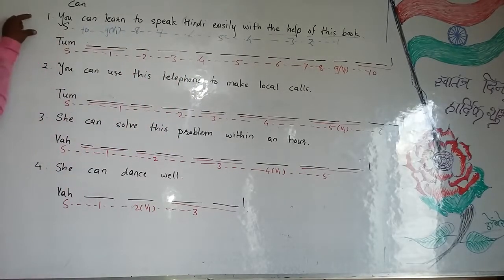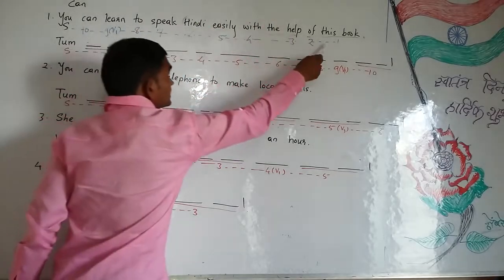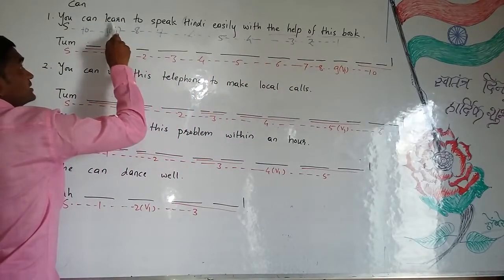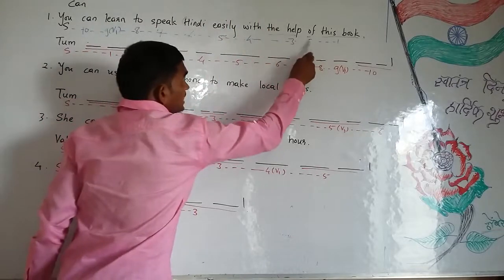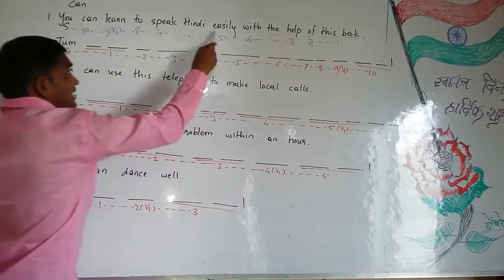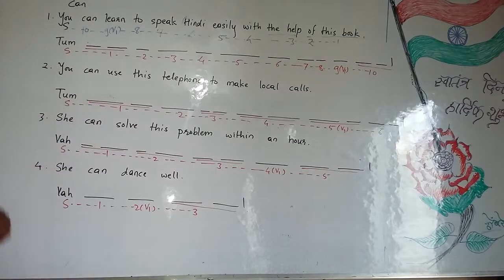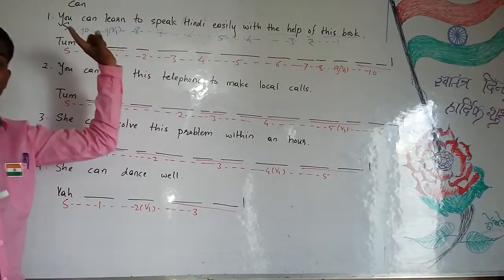Now you have to pause the video and, looking at this English sentence, you can learn to speak Hindi easily with the help of this book, you should try to speak this sentence in Hindi, such as, तुम इस किताब की सहायता से सहजता से हिंदी बोलना सीख सकते हो. As this, we have to speak this sentence 5 to 6 times in Hindi. Pause the video and start to speak this sentence in Hindi.